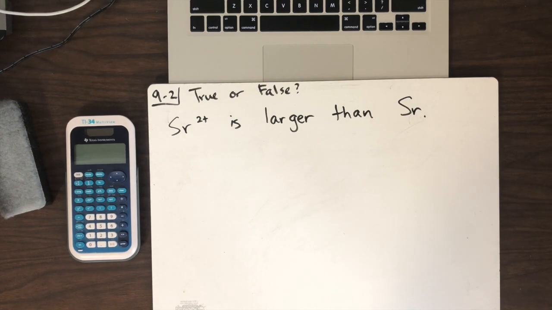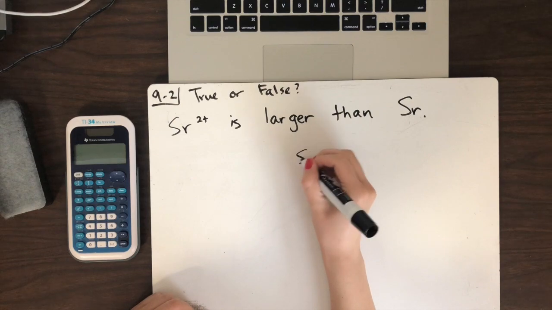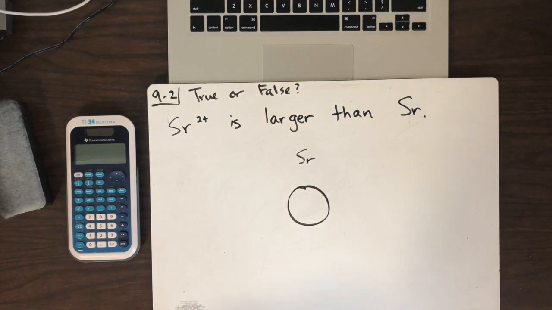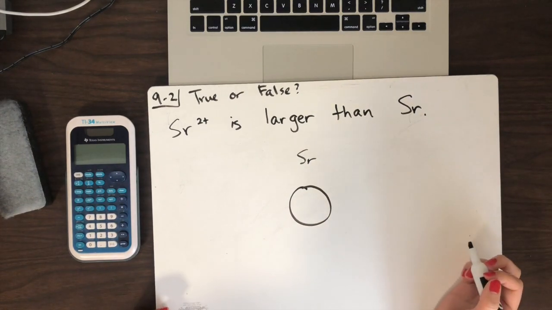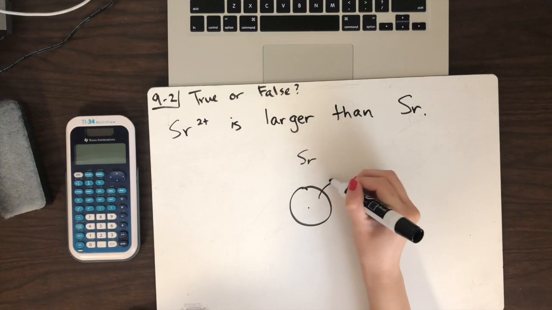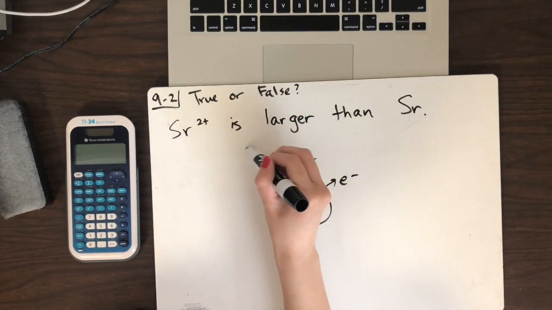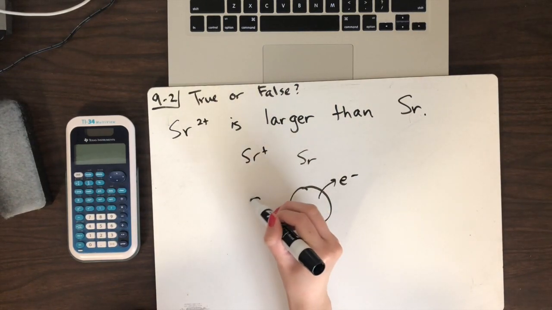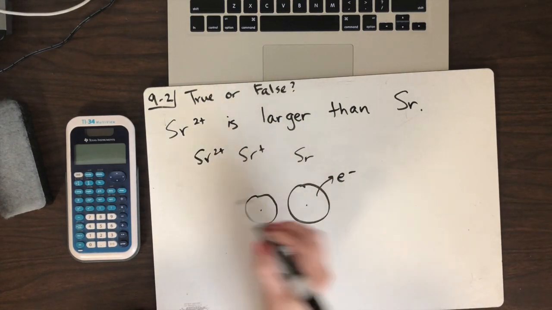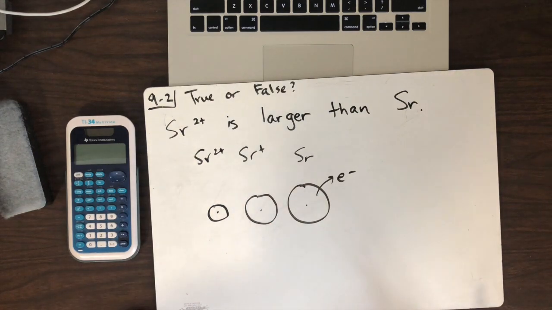The first statement says Sr2+ is larger than Sr. So let's just think about normal Sr. Let's just give it an arbitrary size like that. If you start taking away electrons, that's sort of pulling away out of this electron cloud. So Sr+ would be smaller than that, and then Sr2+ would be even smaller than that.